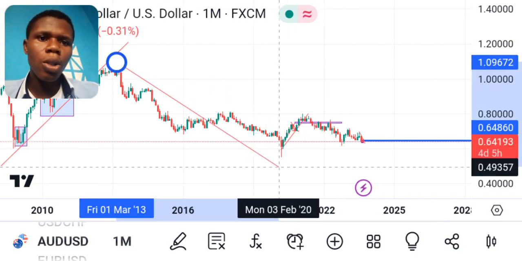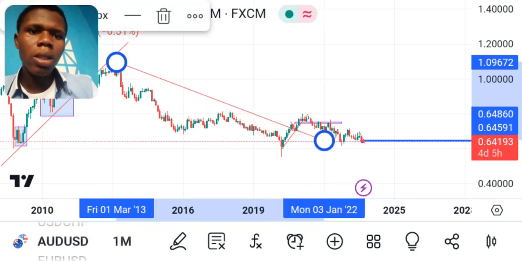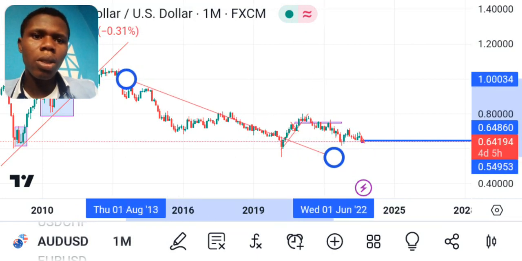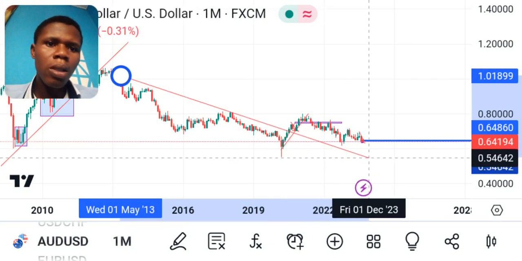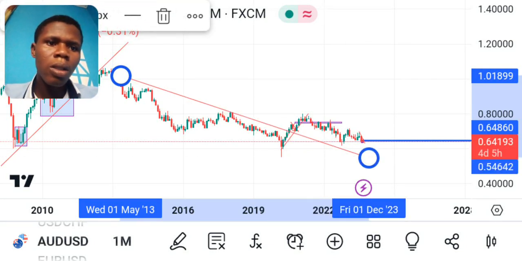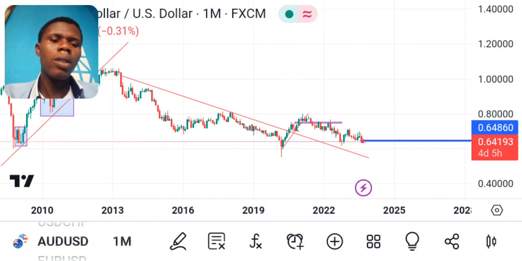TradingView is beginning to upset me. I'll just take it down and just apply it from here. Okay, this I'll just leave it.